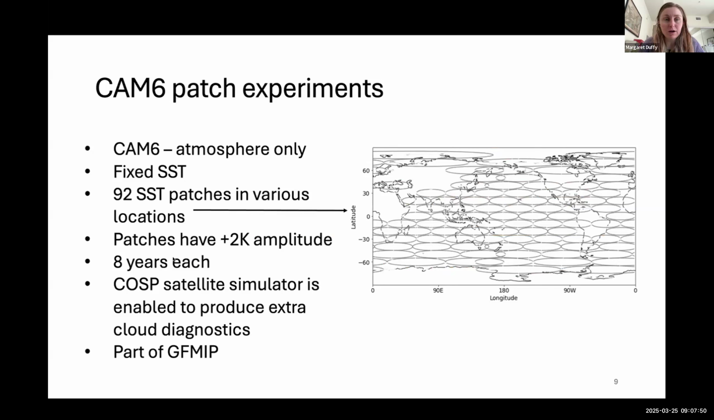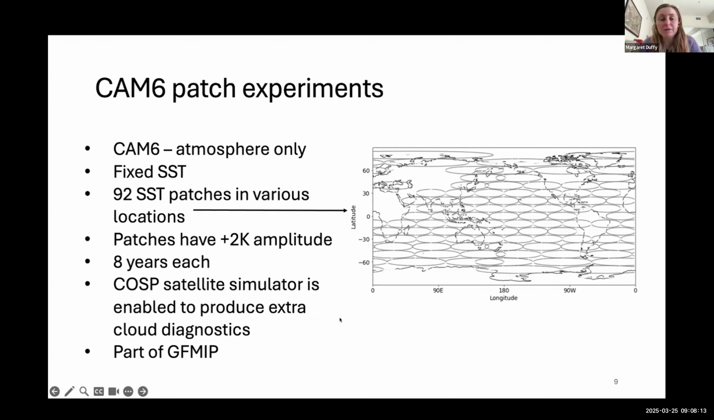So the way that I am going to study this is using patch experiments in CAM6. These are pretty standard patch experiments, part of the GFMIP protocol. CAM6 is the Community Atmosphere Model version 6. It's the atmosphere model that goes into CESM2. And we run these patch experiments with 2K amplitude all over the globe.